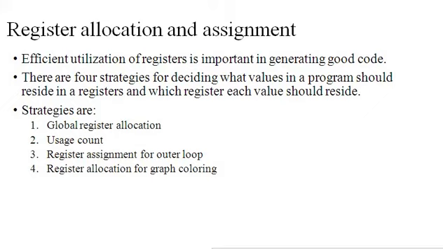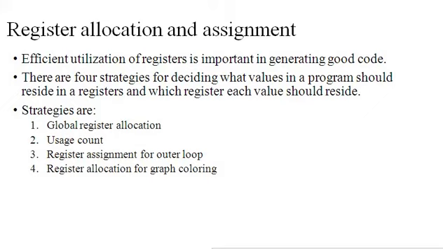Second is usage count. It is the count of the uses of some variable x in some register used in any basic blocks. So the usage count gives an idea about how many units of cost can be saved by selecting a specific variable for global register allocation.